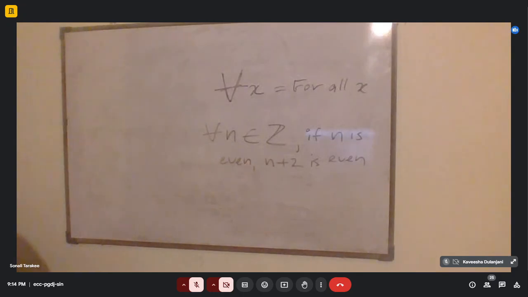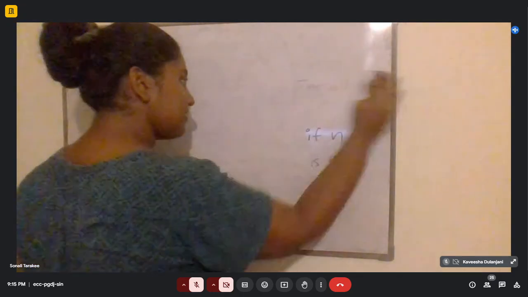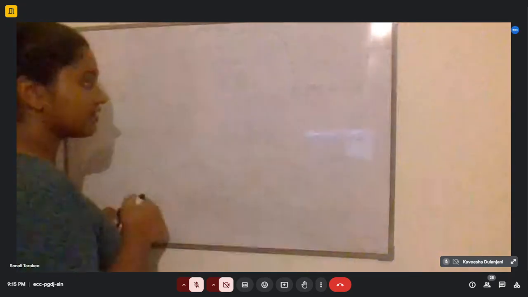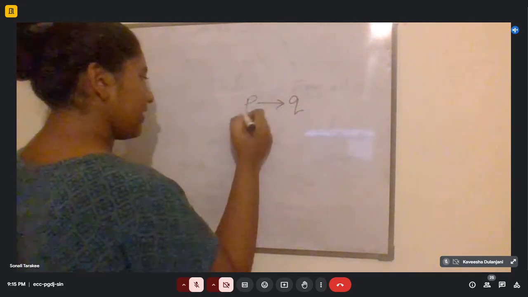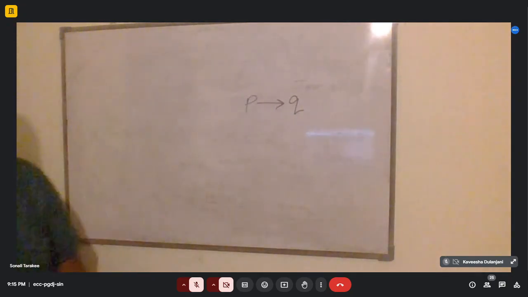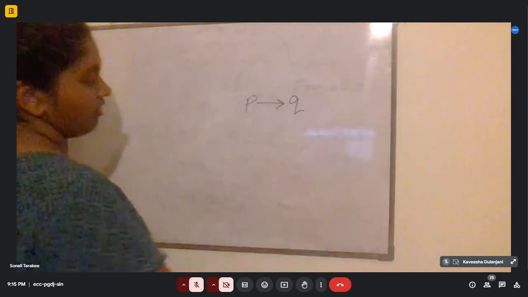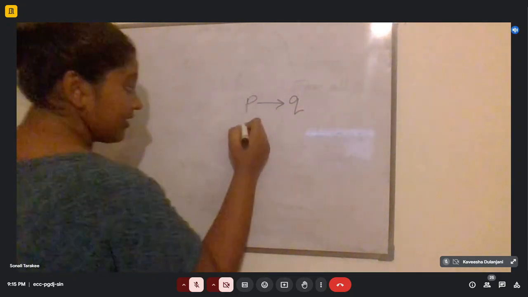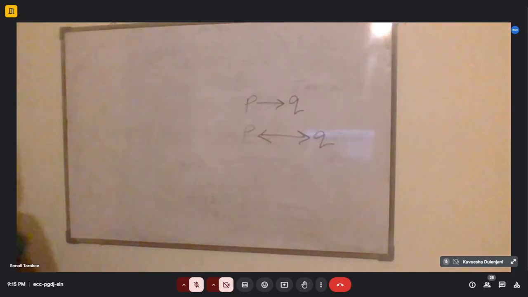Then conditional statement. The symbol is like this. If P happens, then Q happens. That's the conditional statement. If this becomes true, this also becomes true. If it is biconditional, it goes both ways.